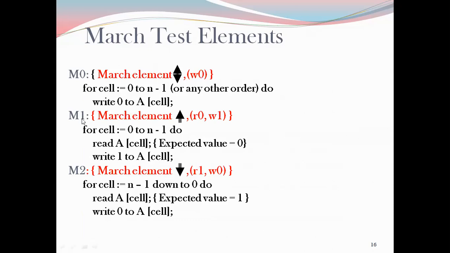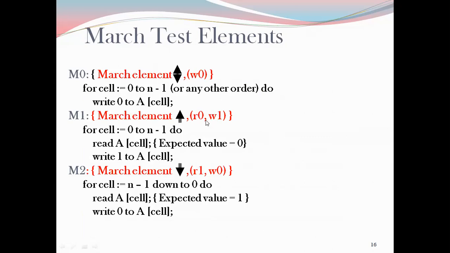Next is M1. M1 says that in increasing order of addressing, if I have my memory addressed from 0 to 2000H, starting from 0, each cell should be read. The value to be read should be 0, so I am expecting that value. Reading does not change the data, I am just reading what already exists. I expect 0 because in the previous operation I had written 0, so I expect each cell to contain a 0.